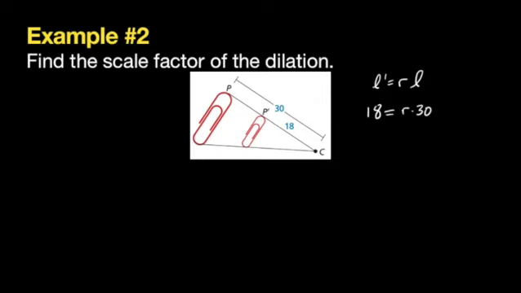We're going to use inverse operations once again. Divide by 30, divide by 30. Now we need to reduce the fraction. I know that the greatest common factor between 18 and 30 is 6. So I'm going to divide the numerator and denominator by 6. 18 divided by 6 is going to give you 3. 30 divided by 6 is going to give you 5. So that means that our scale factor is going to be 3/5.